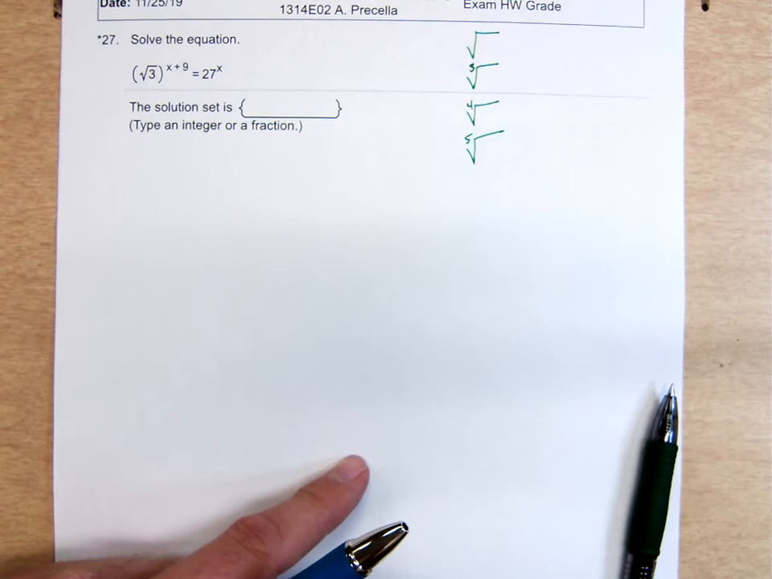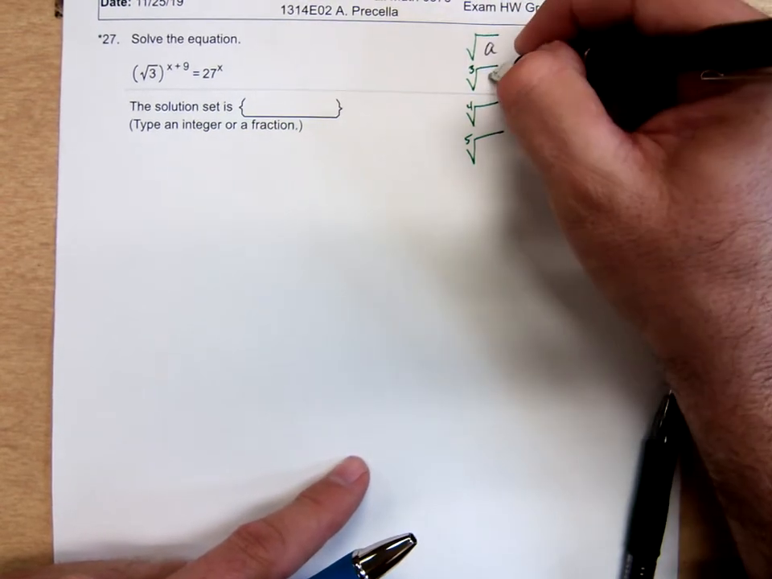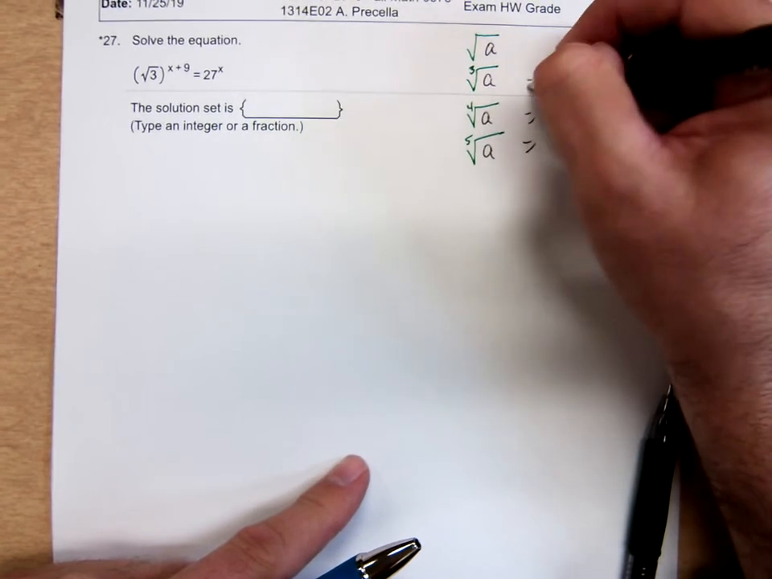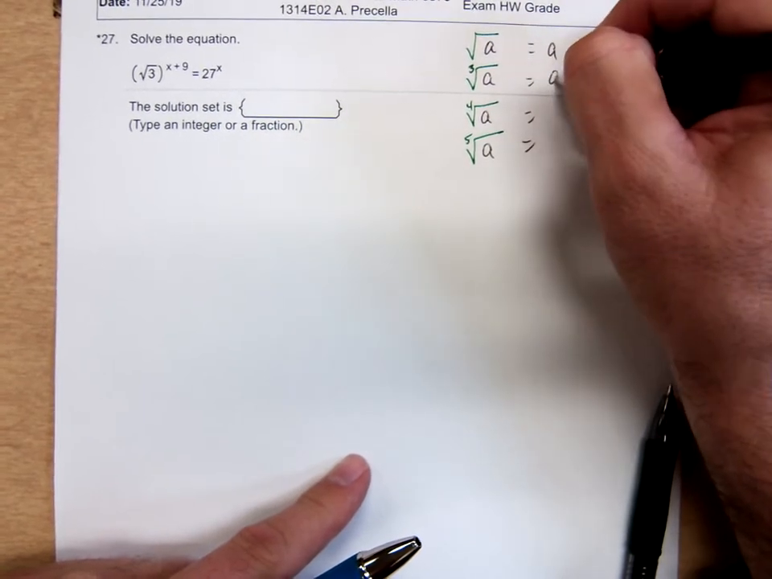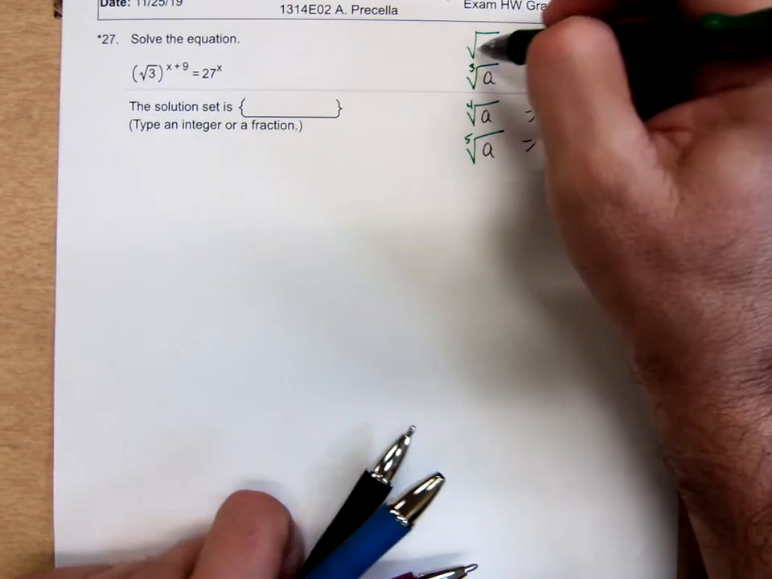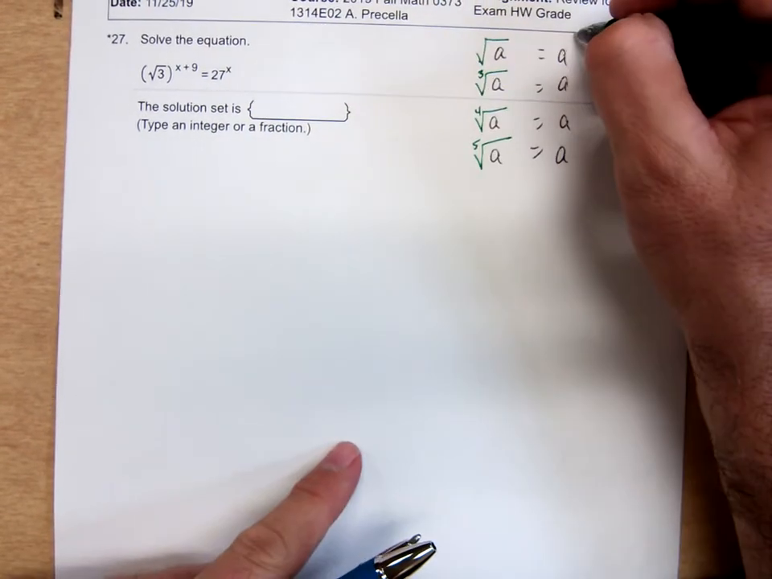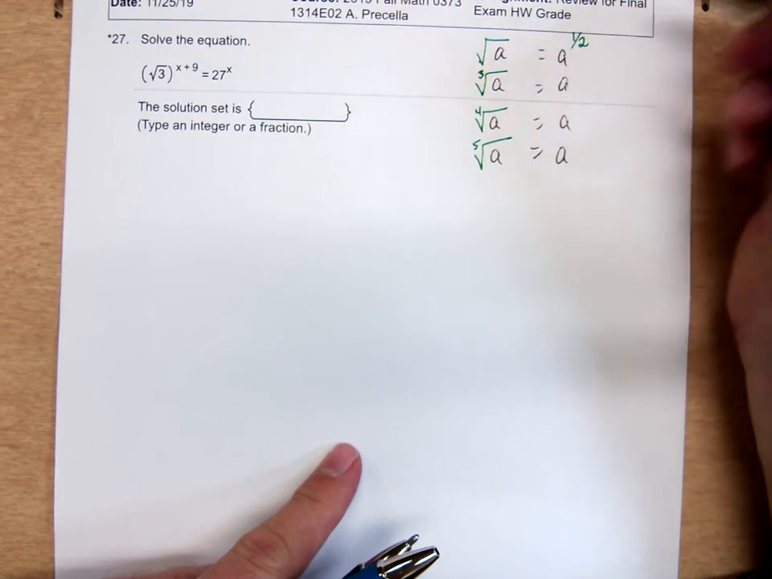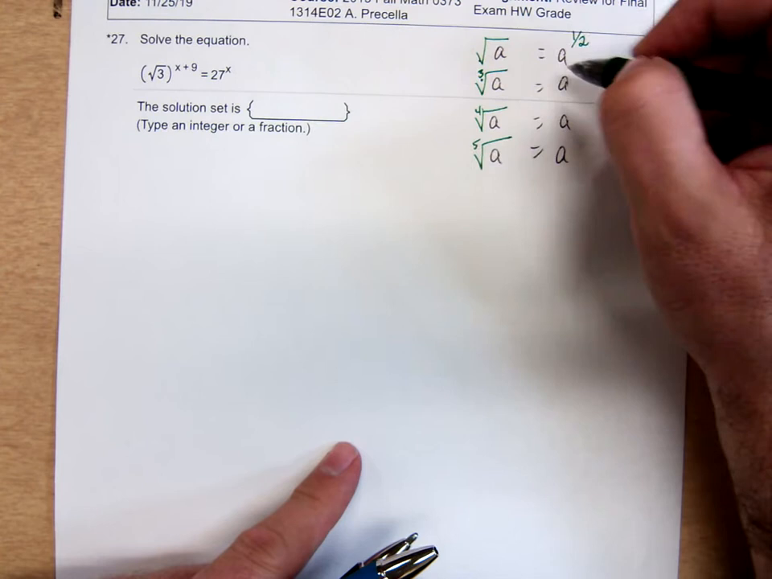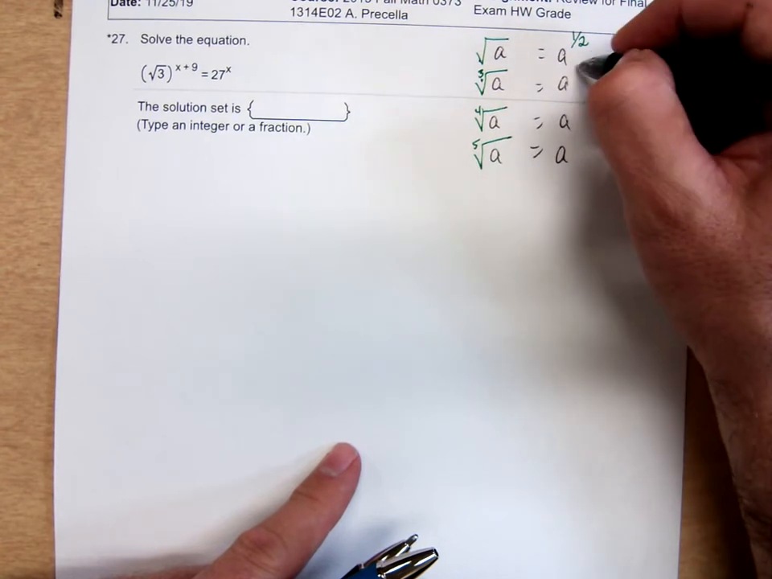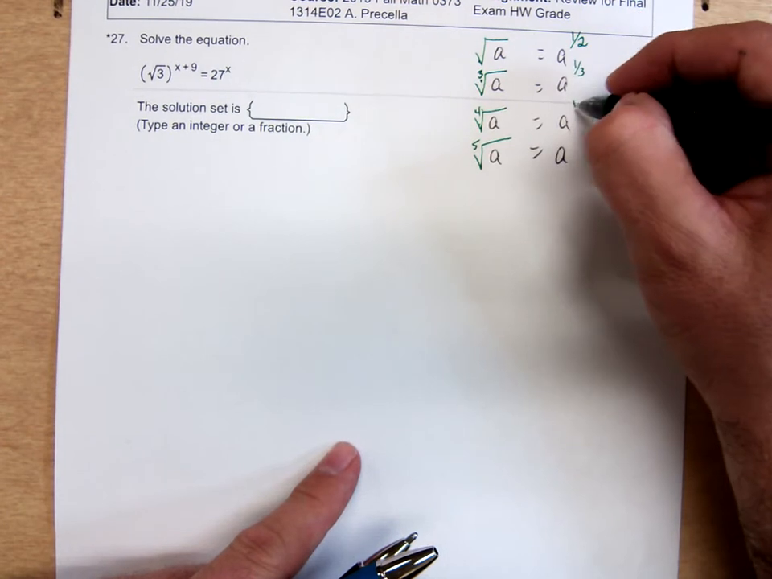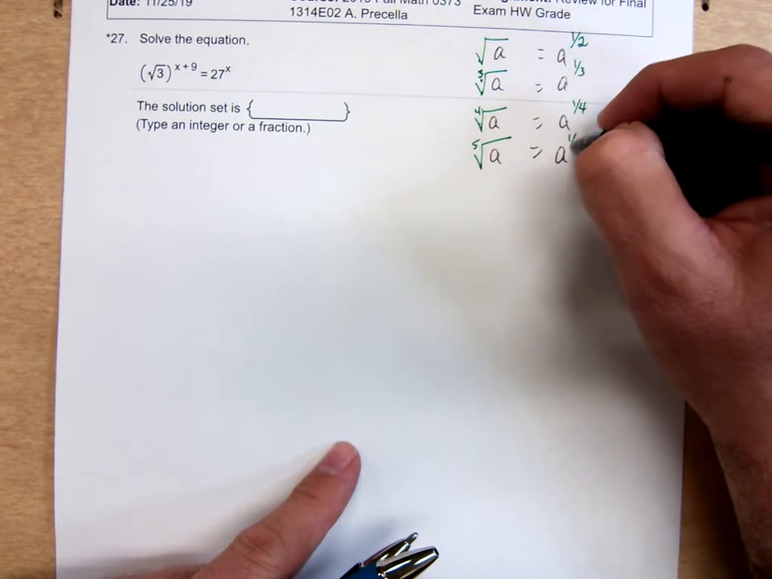A square root, a cube root, a fourth root, a fifth root, dot, dot, dot. How do I write those with exponents? Well, that green square root symbol is the same thing as a green 1/2 exponent. This cube root symbol is a 1/3 exponent, and so forth. A 1/4 exponent, a 1/5 exponent, dot, dot, dot.